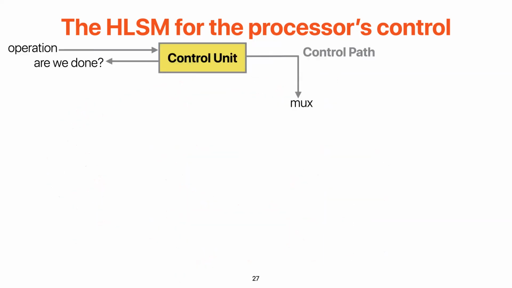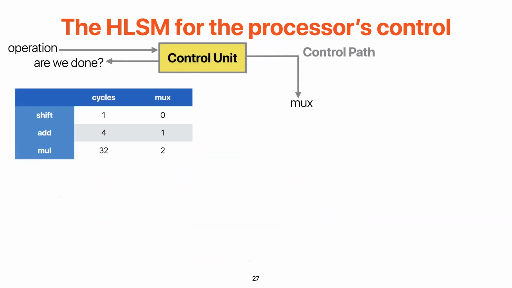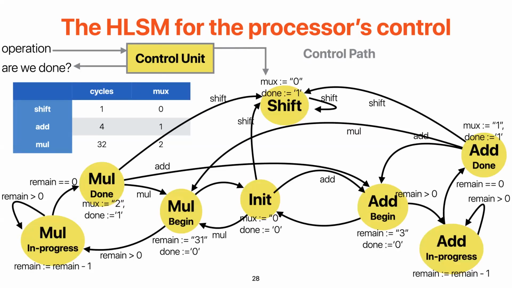And for the high level state machine, this is what we have. So let's say I have a mux and I have 3 operations, so it will be 0, 1, 2. And for shift, add, and multiply, I would need 1 cycle, 4 cycles, and 32 cycles. So that's the high level idea, right? This is what we would imagine that we would be doing, and I just found there is one thing that I made a mistake.